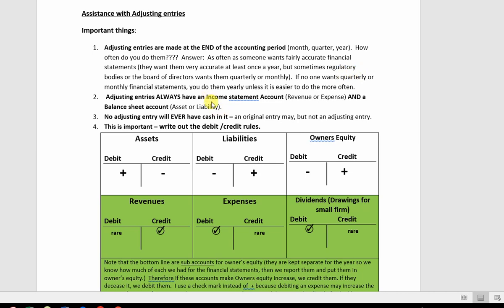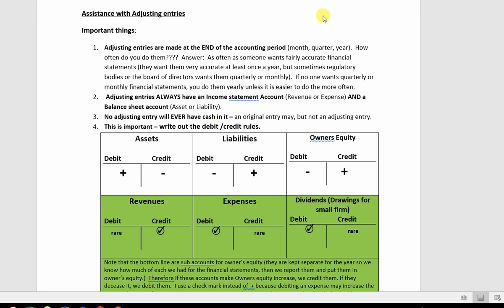So adjusting entries will always have an income statement account, and an income statement account is a revenue or expense. So when we get down to adjusting entries, you'll see that we are having revenue or expense in every single adjusting entry. You'll also have a balance sheet account, an asset or liability account, also. No adjusting entry will ever have cash in it.